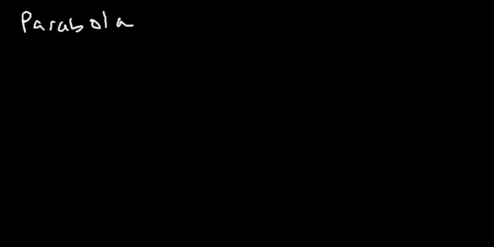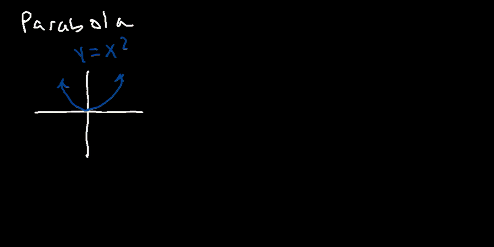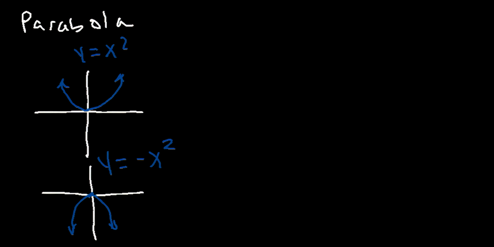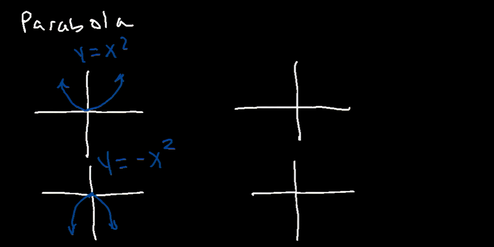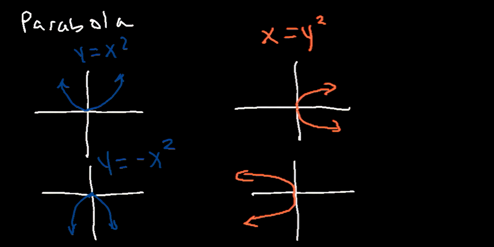The general equation for a parabola, well, before I do that, let's go over the different types. This parabola is y is equal to x squared. And if it opens downward, y is equal to negative x squared. If it opens to the right, x is equal to y squared. And when it opens to the left, x is equal to negative y squared.